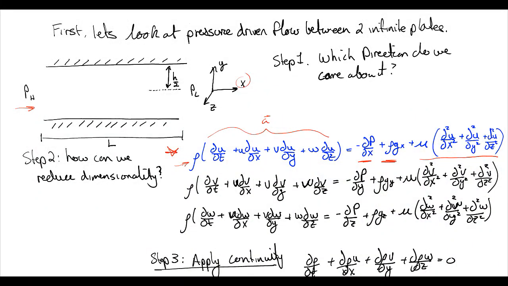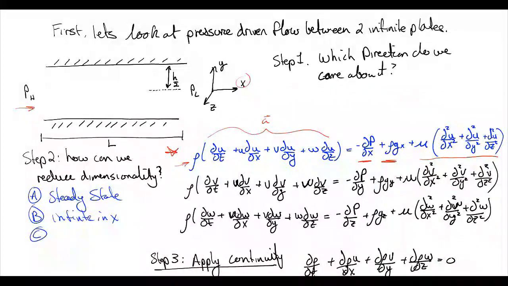Number A, we're going to assume steady state. B, infinite in X, and C is infinite in Z. So if it's steady state, we can make this zero due to A. If it's infinite in X, the assumption here is that nothing really changes in X, right? Yes, our pressure is changing, but our pressure gradient is constant as far as we know. So if our pressure gradient is constant in X, then du dx is going to be equal to zero, which is B. And this is zero due to C. I said Y here, but this should be Z, infinite in Z. It's not infinite in Y. We have two plates in the Y direction.